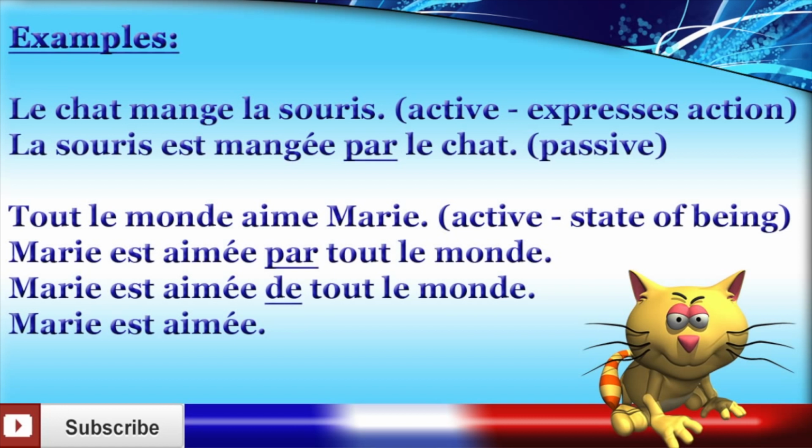Tout le monde aime Marie. Everyone loves Marie. Marie est aimée par tout le monde. Marie is loved by everyone. Marie est aimée de tout le monde. Marie is loved by everyone. Marie est aimée. Marie is loved. You will notice here that as the verb aimer expresses a state of being, there are two different ways of introducing the doer. The difference between the two is that par is more familiar, whereas de is more formal. And of course, we can also omit the doer altogether.